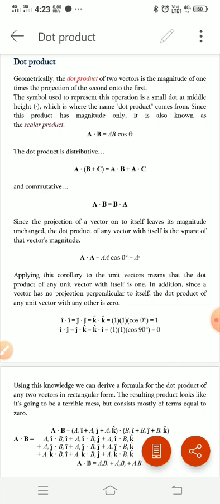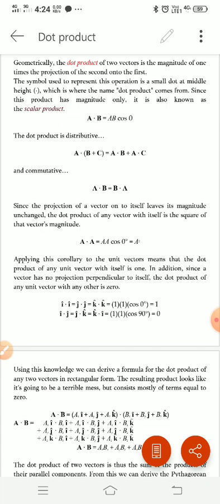Mathematically, scalar product is given as A dot B is equal to AB cos theta. Symbols printed in bold letters are vectors and normal letters are their magnitudes. Theta is angle between the two vectors.